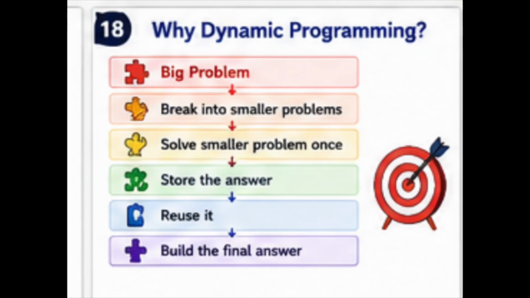Let's step back and understand why this is dynamic programming. We have a big problem. How do I make amount 11? Instead of solving that problem from scratch, we break it into smaller problems. How do I make 10? How do I make 9? Or how do I make 8? And so on. We solve each smaller problem once. We store its answer and then we reuse those answers to solve bigger problems. That's the fundamental idea behind dynamic programming.